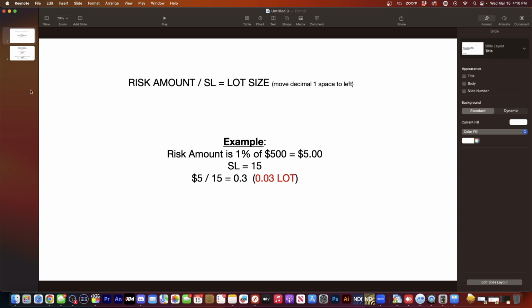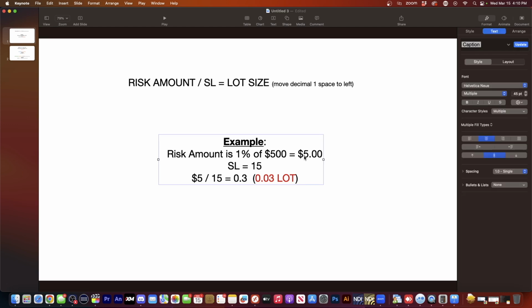All right, you guys, so looking at this, just to recap for our formula, it'll be the risk amount divided by our stop loss, which equals our lot size. And then we want to remember to move our decimal over one space to the left. So for example, if we were risking 1% of $500, which is $5, our stop loss equals 15. We'll say $5 divided by 15, which is our stop loss, and that'll equal 0.3. Move our decimal over one place to the left, which will give us a 0.03 lot.